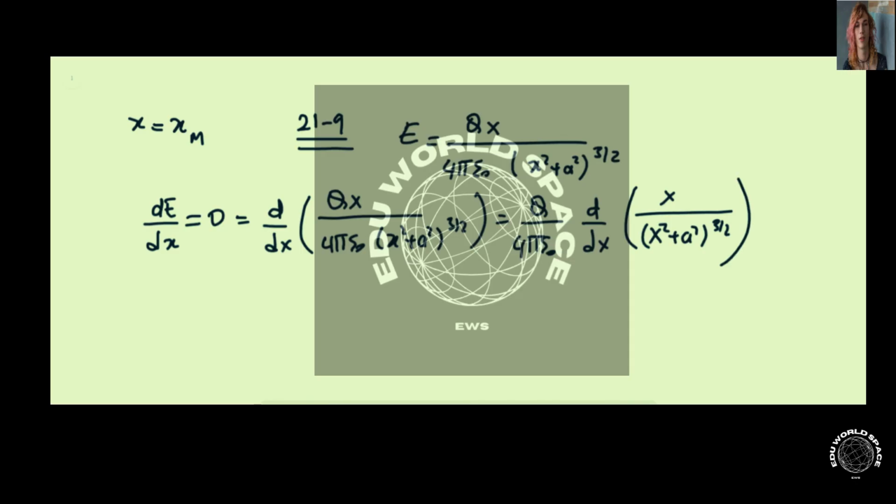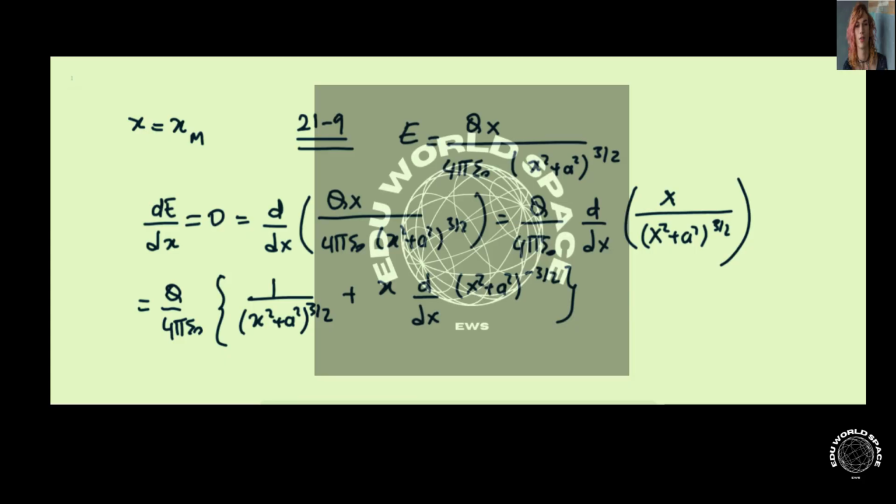We're going to have to take the derivative because we have x and a function of x in the denominator. So let's start with the first x here. Q over 4 pi epsilon naught. The derivative of x is 1, right? So 1 over x squared plus a squared to the 3 over 2, plus x times the derivative of x squared plus a squared to the negative 3 over 2, right? I just flipped it so that I can show you the steps.